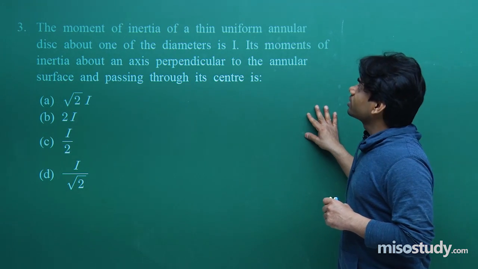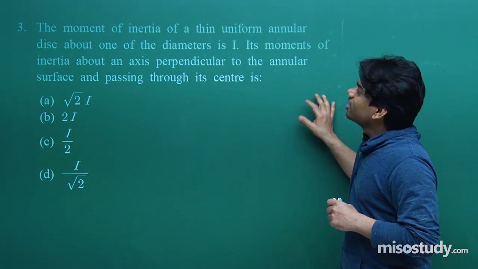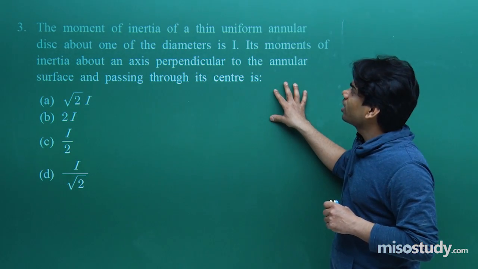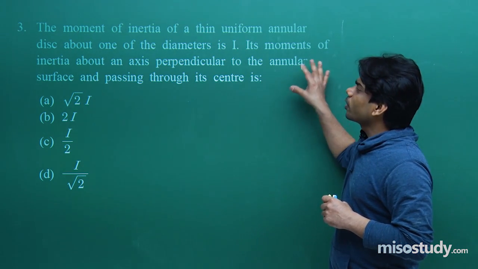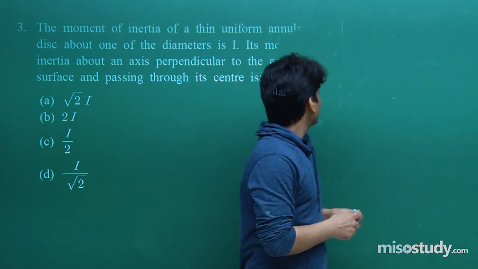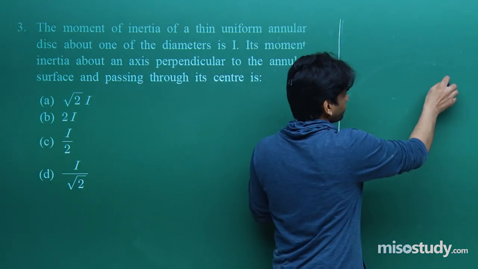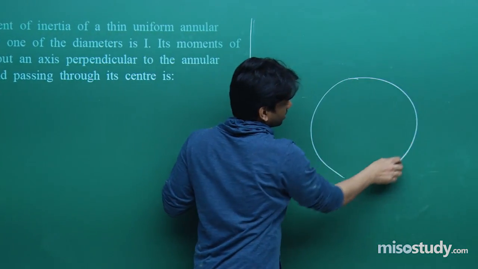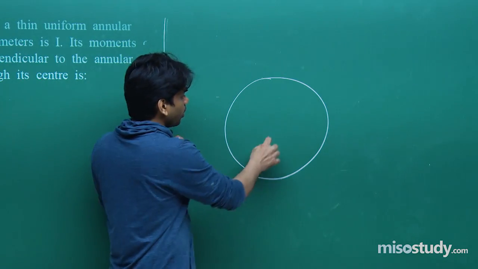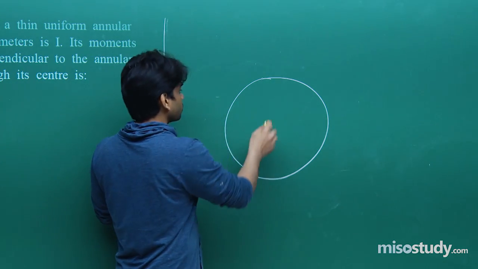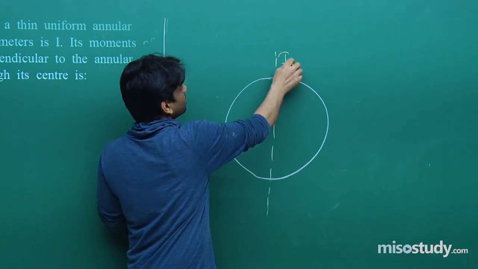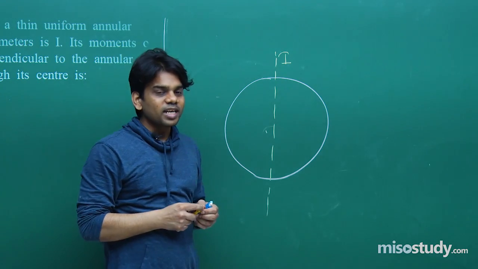The moment of inertia of a thin uniform annular disk about one of the diameters is I. It's given that about one of the diameters, the moment of inertia of a thin annular disk is I. Its moment of inertia about an axis perpendicular to the annular surface and passing through its center is, you see here, it's given that it's a case of a disk. This is the case of a disk that has been given to us. Now it says that its moment of inertia about an axis through its diameter, so let me say that this is the diameter, about this diameter is given as I. This is what has been given to us.